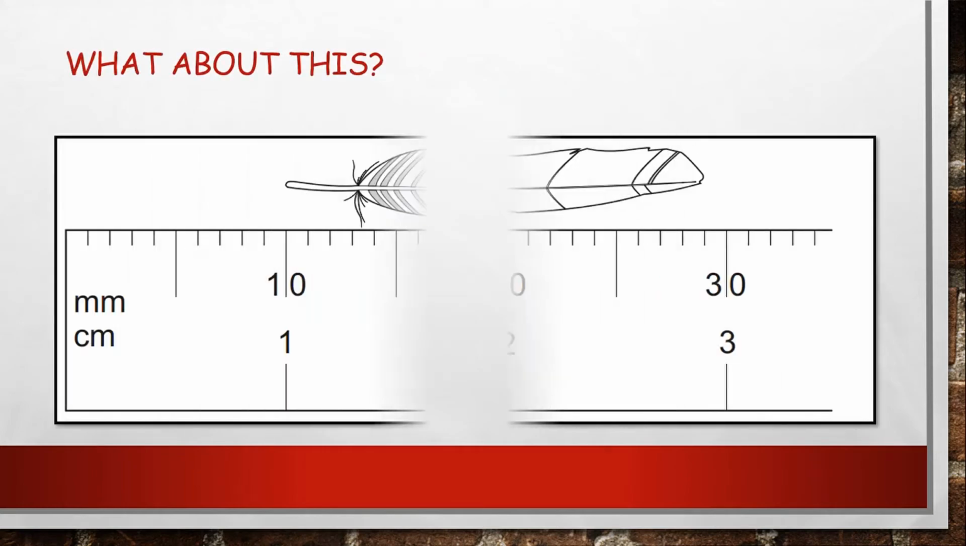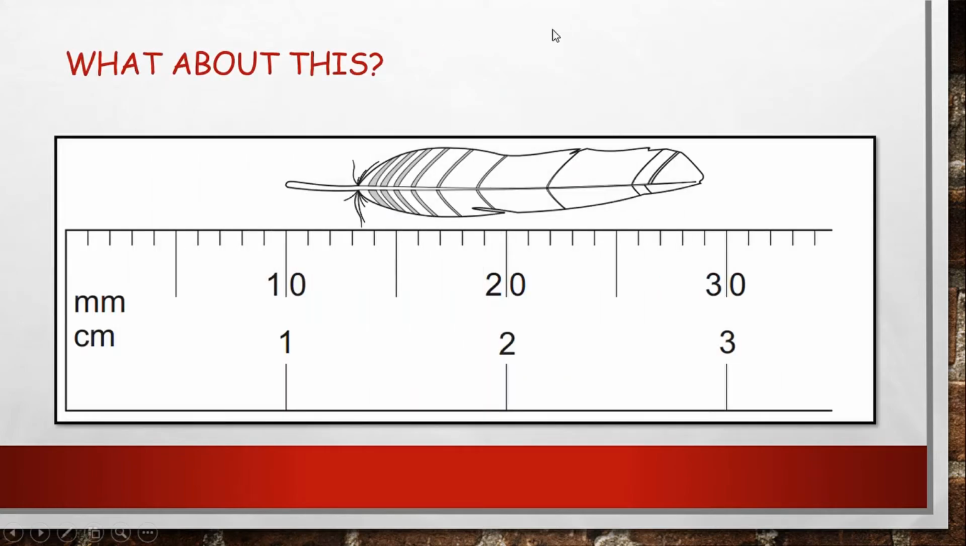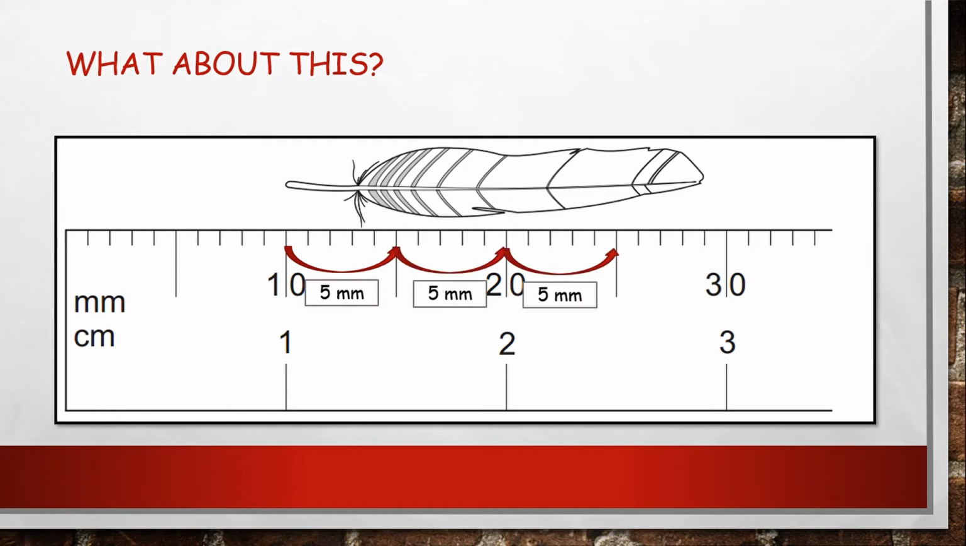Now what about this? What if we don't put the feather here at 0 millimeter, but we put it here, starting from 10 until here. So how to calculate? From 10 to here is 5 millimeter, and then another 5 millimeter, another 5 millimeter. The last one is 4.